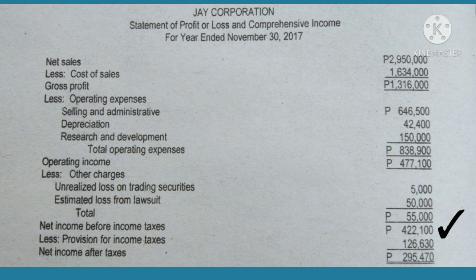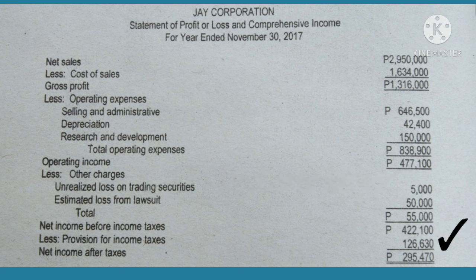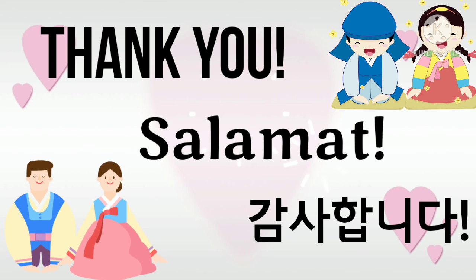422,100. This will be multiplied by 30%, so we'll get the 126,630 pesos of provision for income taxes. Provision for income taxes of 126,630 pesos will be deducted from the net income before income taxes of 422,100 pesos. This will get a result of the net income after taxes of 295,470.